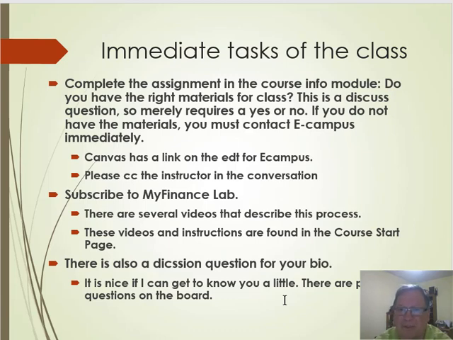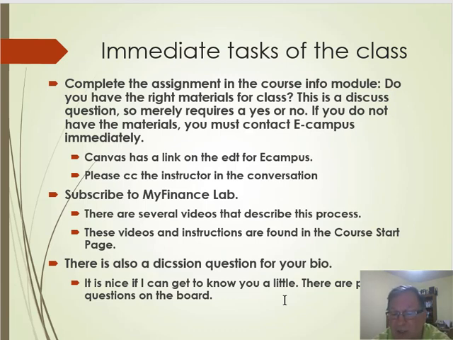However, if you do not have the materials, you need to contact eCampus immediately. There's a link on the left-hand side of Canvas to contact eCampus, and their email is at the top. When you send that email, if you're missing materials, please CC the instructor at the same time so that we're involved and we understand where we're at in the process of getting you the textbook materials. You'll need to subscribe to My Finance Lab. There are videos available in the Start Now button section of Canvas. And again, I'll show you that when we go through the tour.